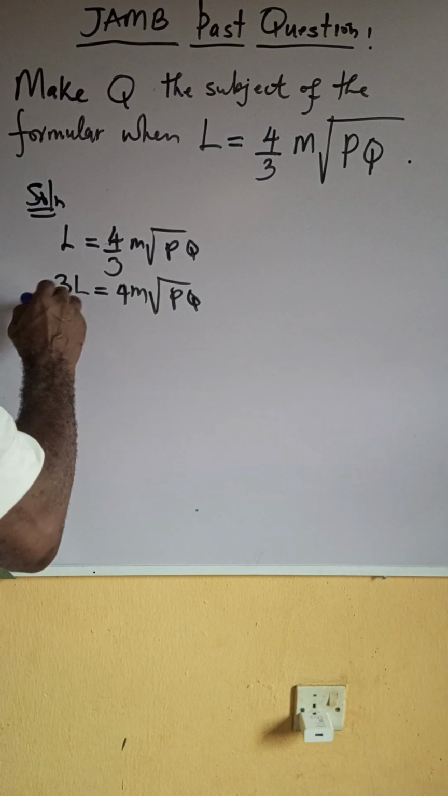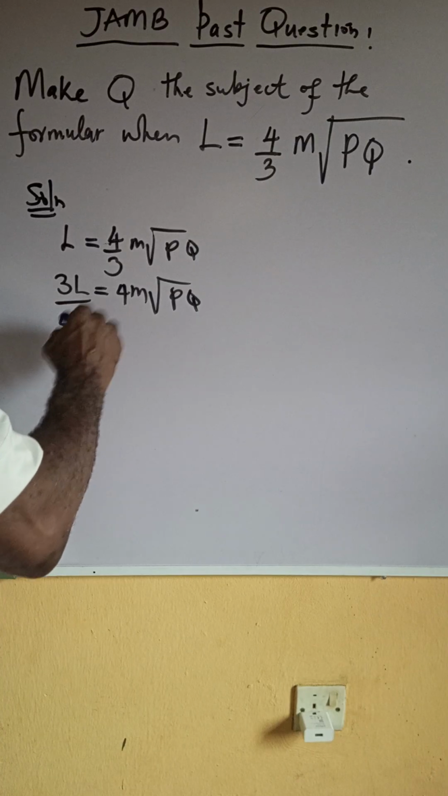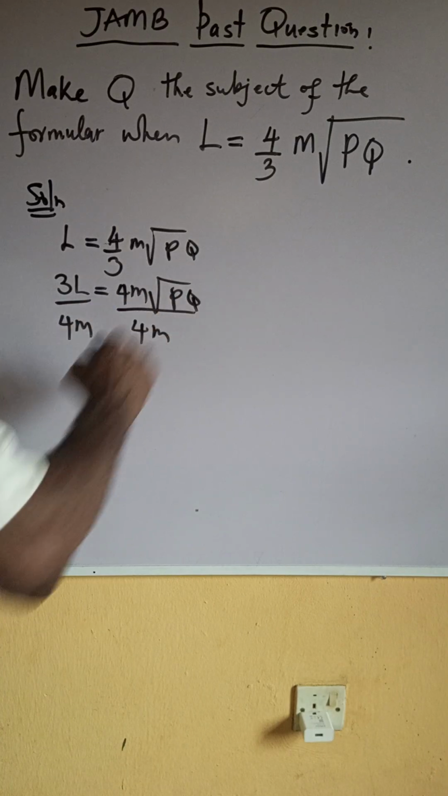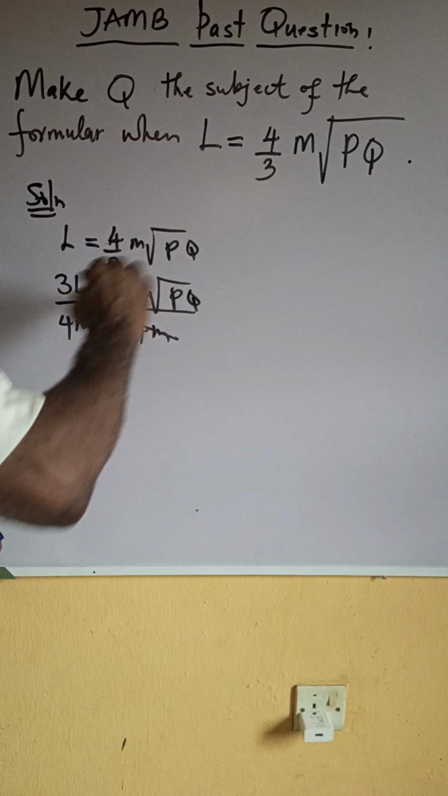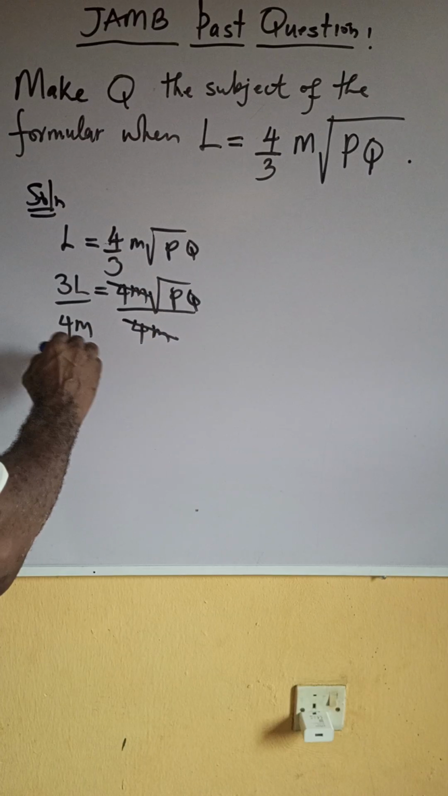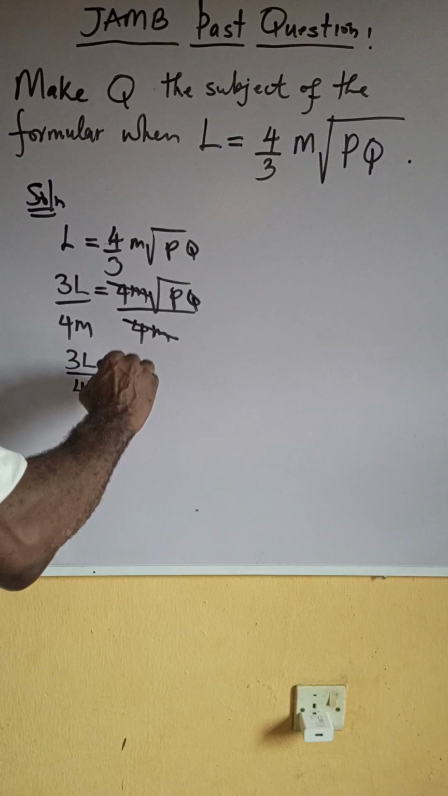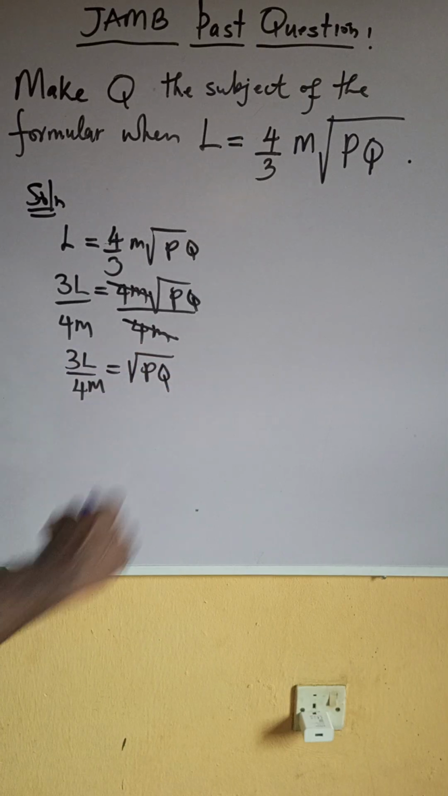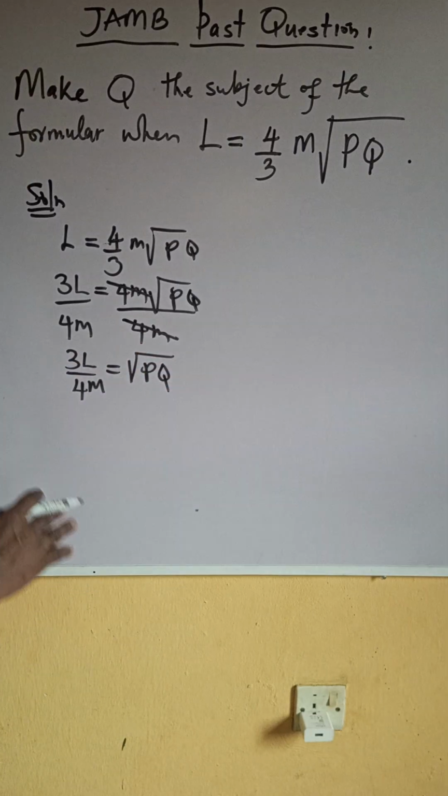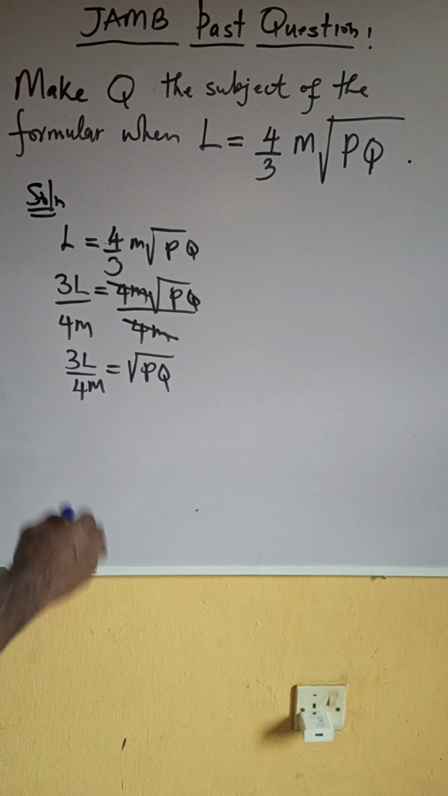So I make progress. 4m over 4m. Now 4m cancels 4m here. We are now left with 3L all over 4m is equal to root PQ. What do we do next? We take the square of both sides, okay?